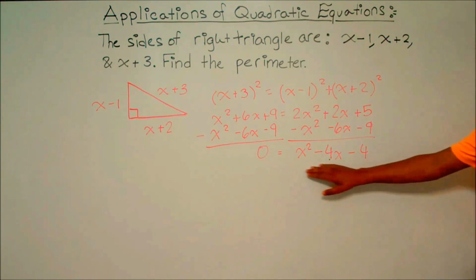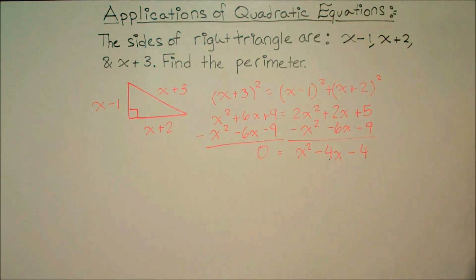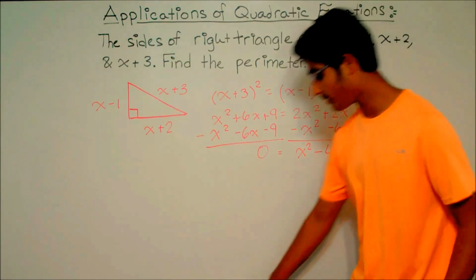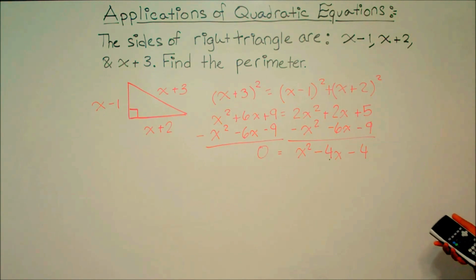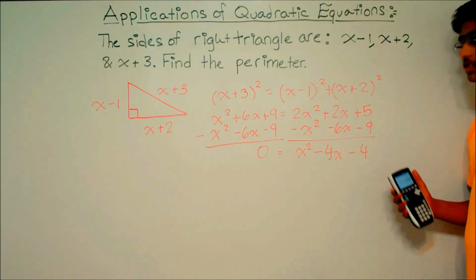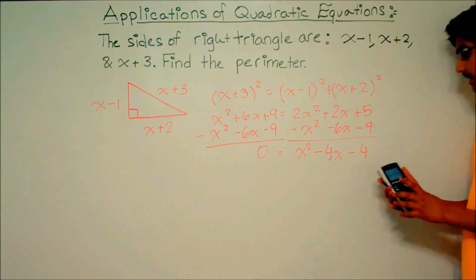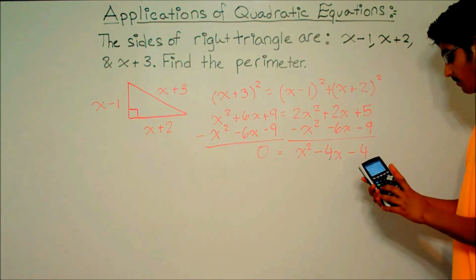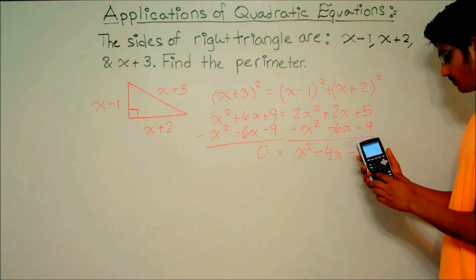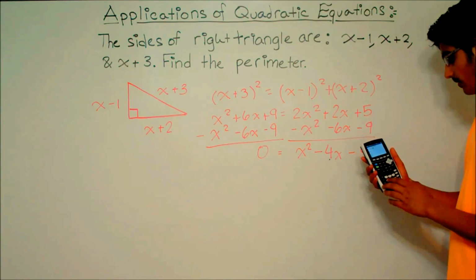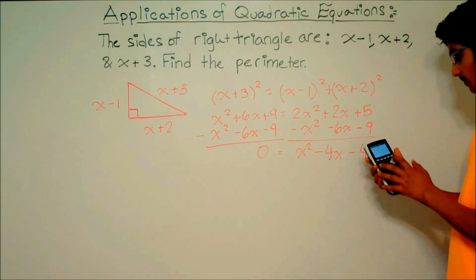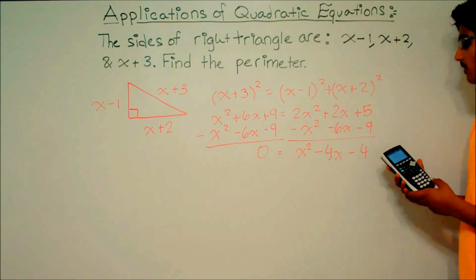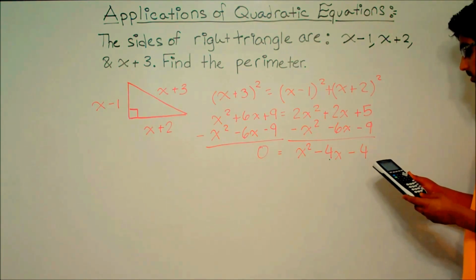So as we can see, this is non-factorable. So now we have three ways of doing it. We could complete the square, we could use the quadratic formula, or we could graph it and find the roots. We're going to graph it and find the roots. So we have to graph x squared minus 4x minus 4. And let's let this load.